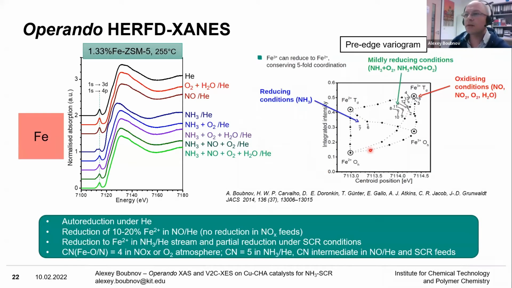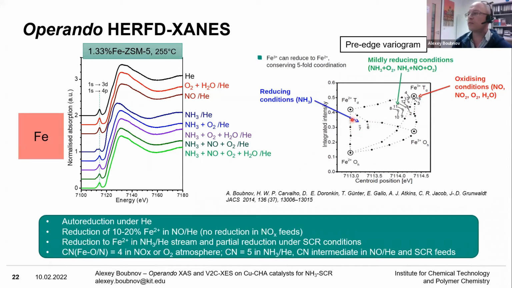The same set of pictures we can draw, in the case of iron, where we have the pre-edge peak, which can be very nicely analyzed by a variogram, the position versus the intensity. Here we have on the left hand iron 2, on the right hand iron 3. The lower intensities are 6-fold coordinated iron, that's octahedral coordination. The higher intensities, that's tetrahedral 4-fold coordination. Something in between would be 5-fold coordination.